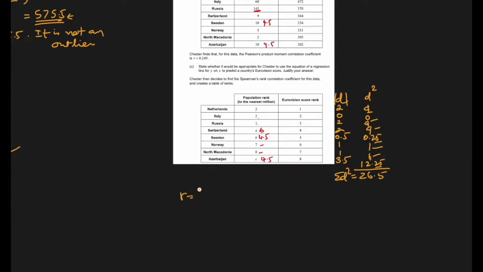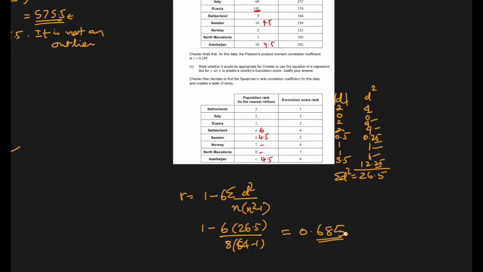So now we have to find Spearman's rank correlation coefficient. It'll be 1 minus 6 sigma D square over n times n square minus 1. So 1 minus 6 times 26.5 over 8 times 8 square, 64 minus 1, comes out to be 0.6845, so 0.685, that's what we can write.